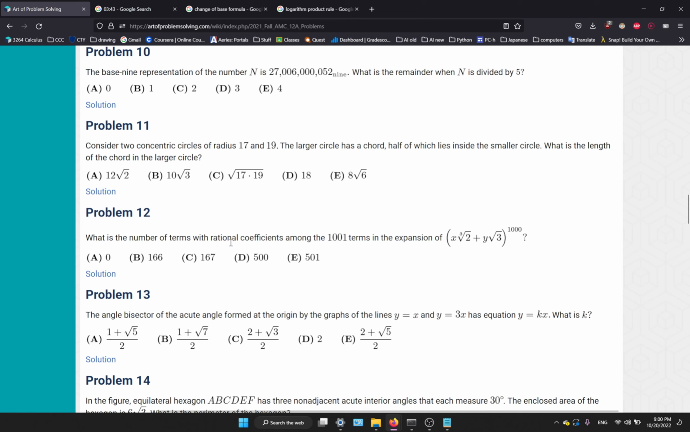What is the number of terms with rational coefficients among the 1001 terms in the expansion of this?